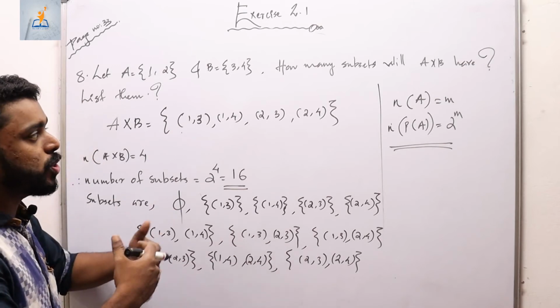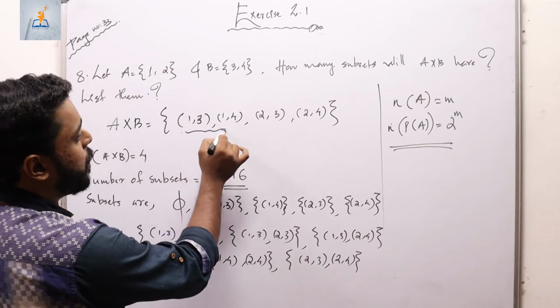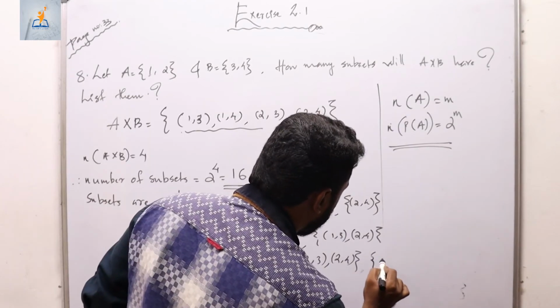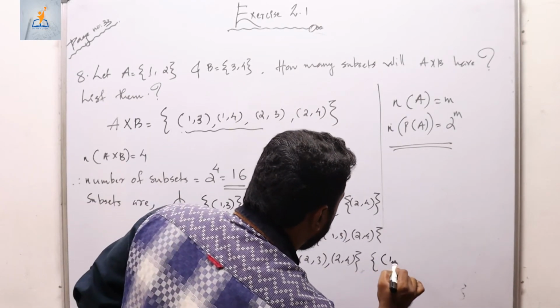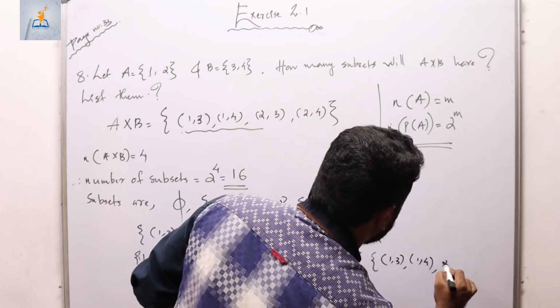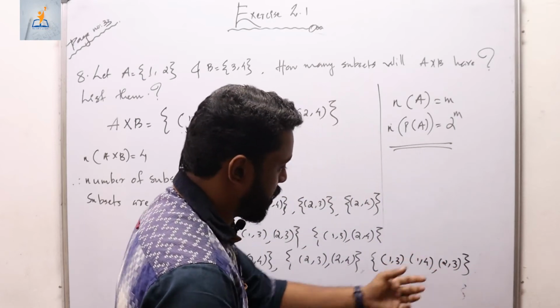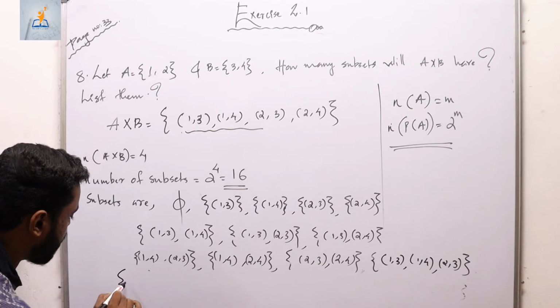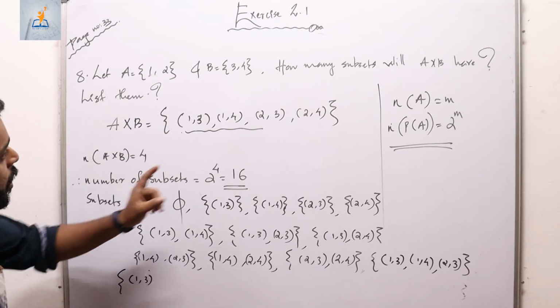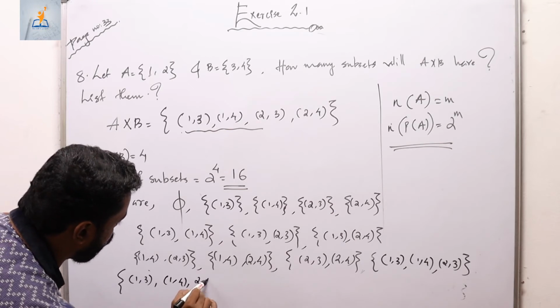Now we are going to generate subsets containing 3 elements each. So the first element will be this one: the set of ordered pairs (1,3), (1,4), (2,3). So the first 3-element subset is this. Now coming to the next: ordered pairs (1,3), (1,4), (2,4), like this.